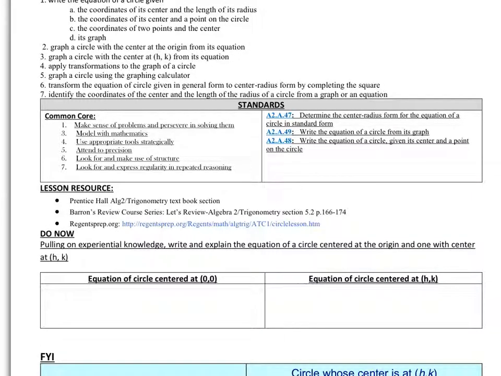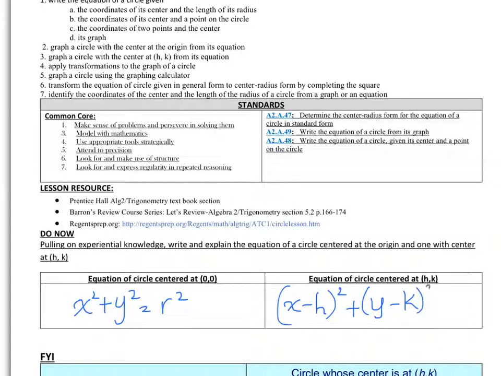Alright, so just looking at the do now, I want us to just recall what the equation of a circle is when it's centered at 0, 0. The equation of a circle centered at 0, 0 should be easily identified as x squared plus y squared is equal to r squared. And the equation of a circle centered at h, k is x minus h all squared plus y minus k all squared is equal to r squared.